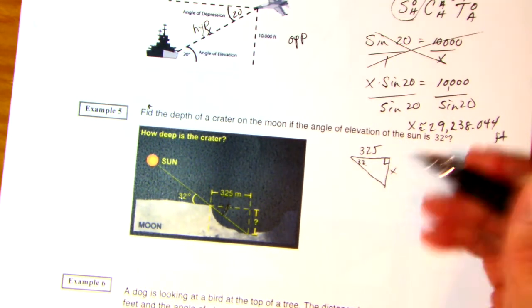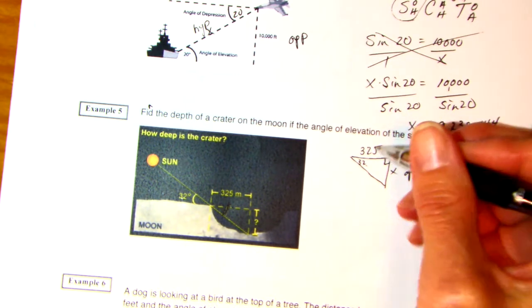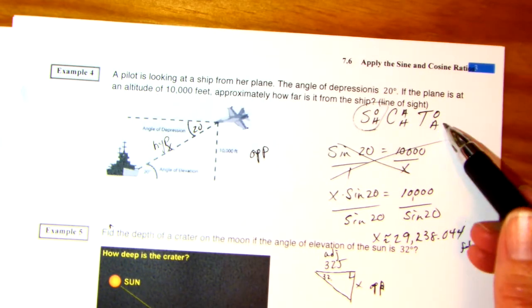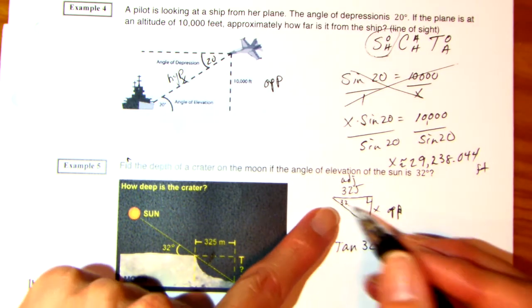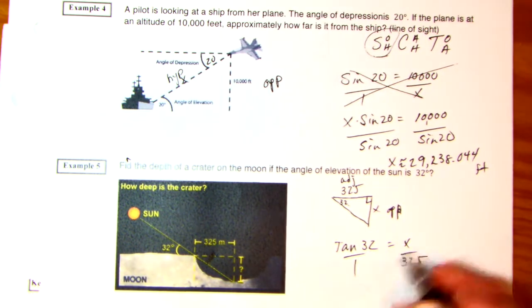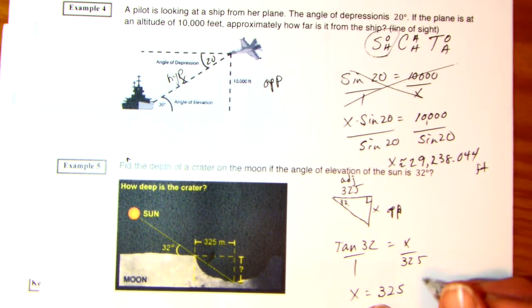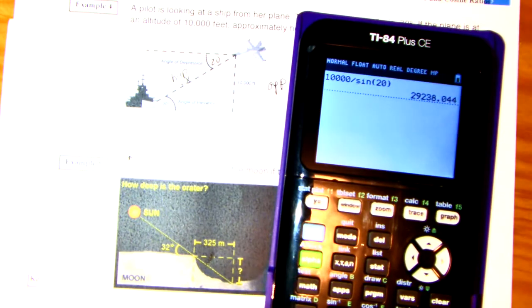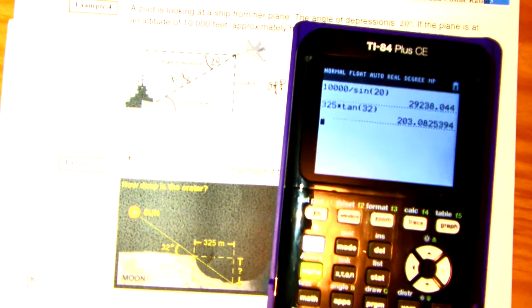So according to this angle, I have opposite, and I have adjacent. Which trig function is that? OA, tangent. So tangent of 32 is equal to opposite over adjacent. Cross multiply, x is equal to 325. Remember, put that constant first, times tangent of 32. And you get about 203.